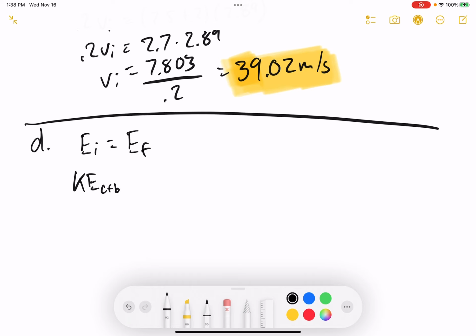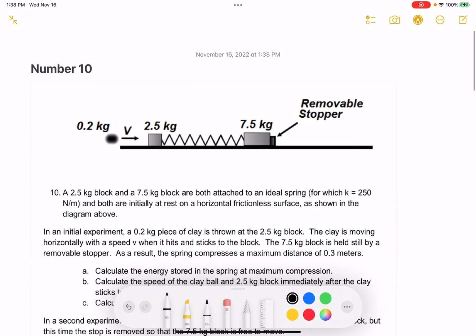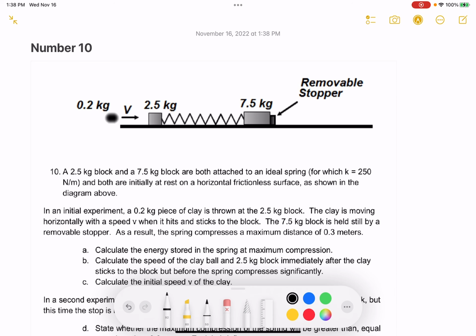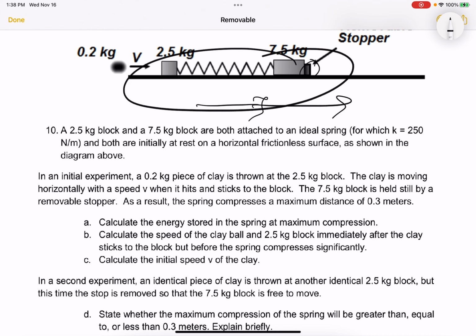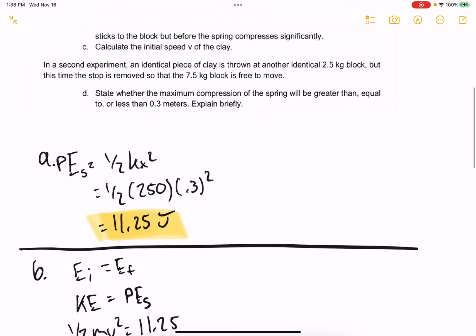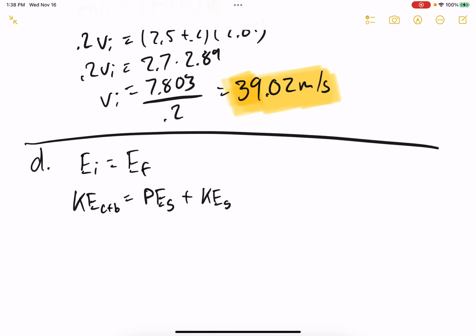So I'll put lowercase b. And then at the end, I'm going to have the potential energy of the spring, but now I'm also going to have a kinetic energy of the whole system, right? Because this whole thing is going to end up moving forward. This whole section here has to move forward because there's nothing stopping it. And so it's almost a momentum question with the whole thing. So that whole thing is going to move forward, so I need a plus kinetic energy of the system.